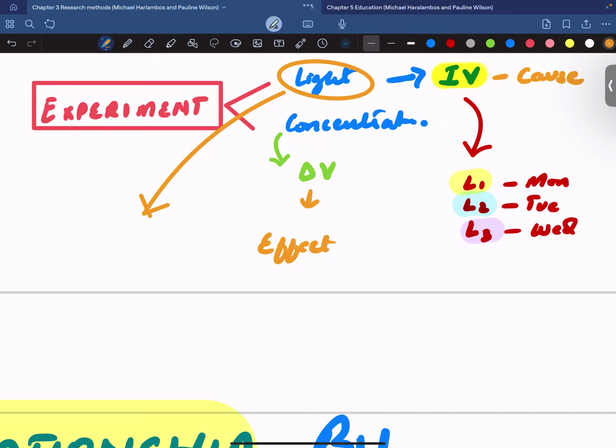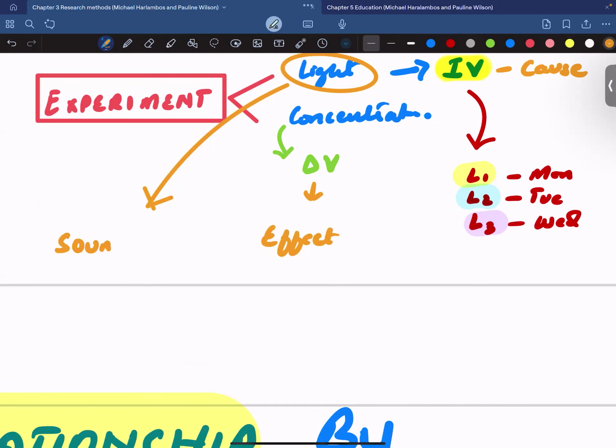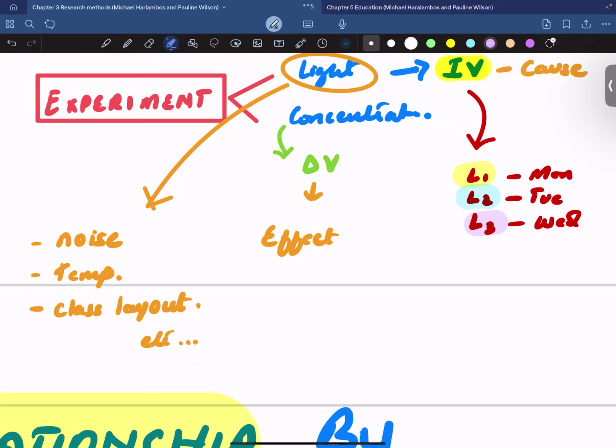Now, for instance, I'd rather use the word noise. So I'd want to ensure that there is no external noise. I'd want to ensure that the temperature of the room stays constant or stays the same. I would want to ensure that the class layout stays the same, and everything, like I said, that I can control, I should control, so that it is only light that I know is the factor that is affecting the concentration level of students.